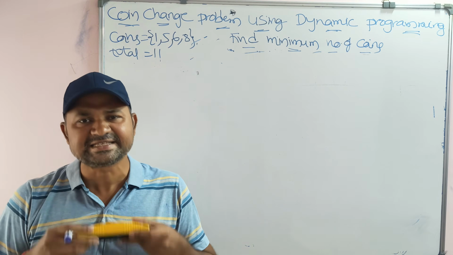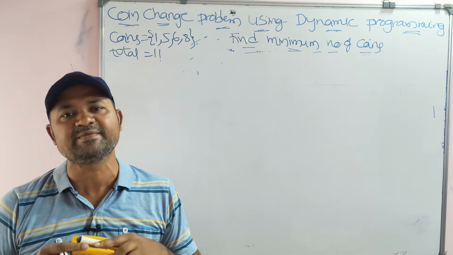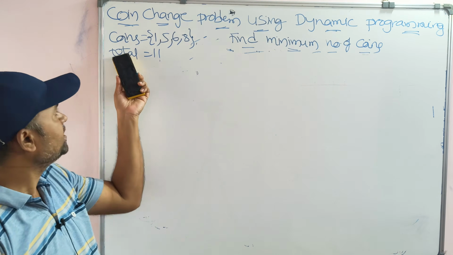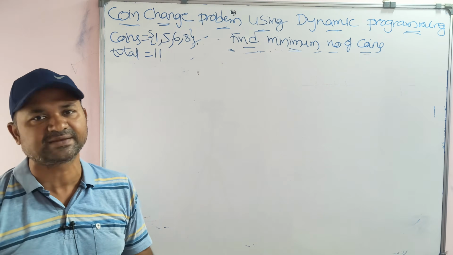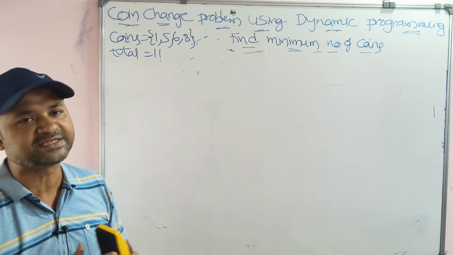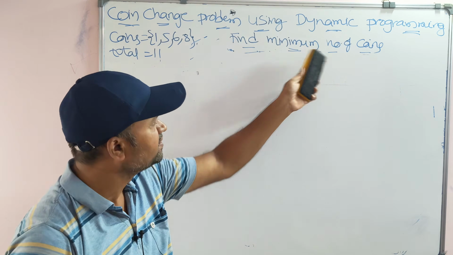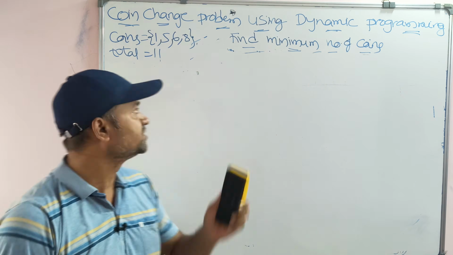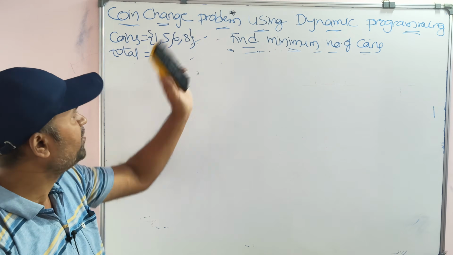Now let us discuss the coin change problem using dynamic programming. Here 4 coins are given. They are 1, 5, 6, 8. Our total amount is 11. Our major aim is to find the minimum number of coins in order to make a total of 11 with the help of these coins.